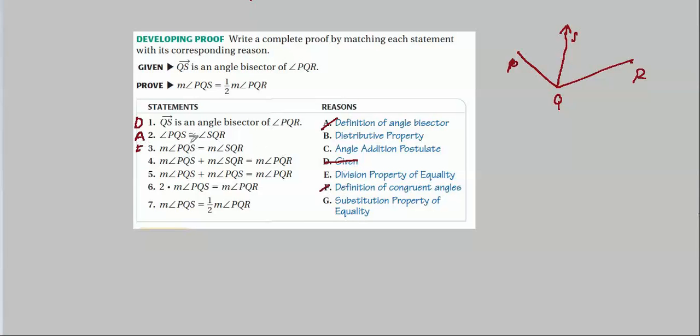What about this one? PQS, that's this, plus SQR, that's this, equals the big one here. And that's our addition property for angles, isn't it? There it is there. Angle addition postulate. Let's see. Cross that out. By the way, that's supposed to be an F. Write it out here where I got one. There we go. This is true because of the angle addition postulate. Okay.